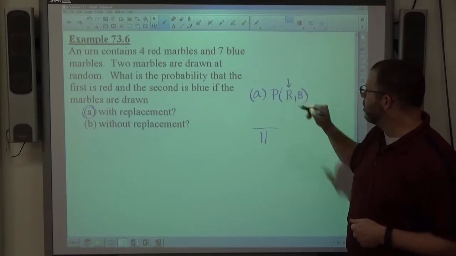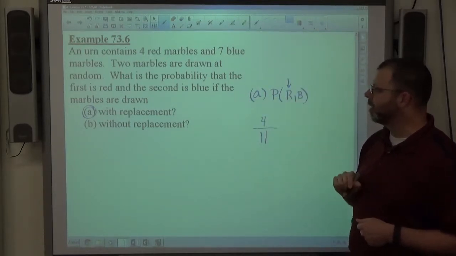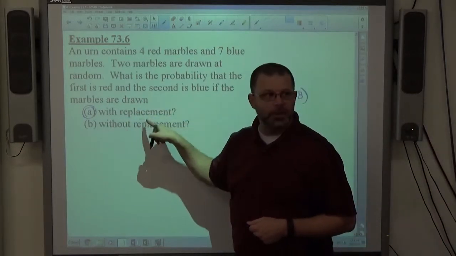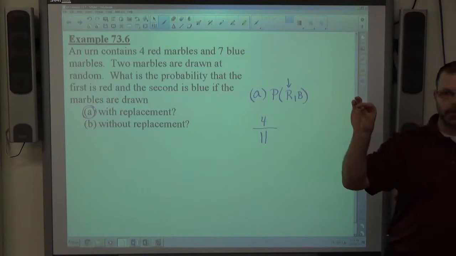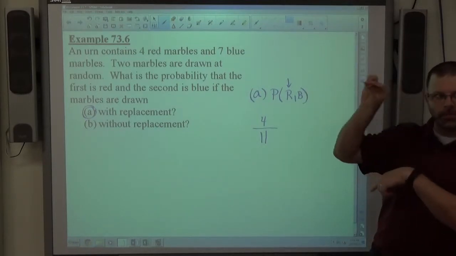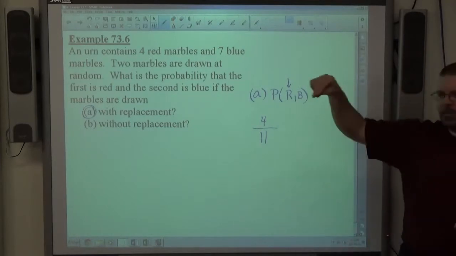Our first pick, we want to pick a red marble. So our chance of picking a red marble is 4 out of 11, times. The rule says to replace, right? So I got a red marble. I picked it out. It's right there. It's red. I can see it. It's a very tiny red marble, but it's right there if you look really closely. All right. And I put it back in.